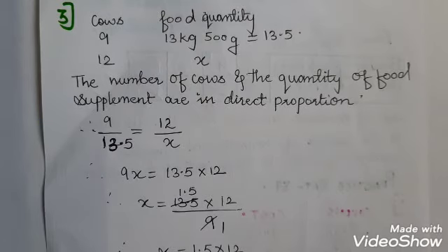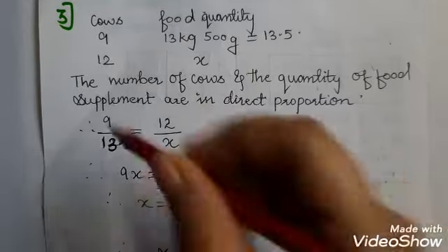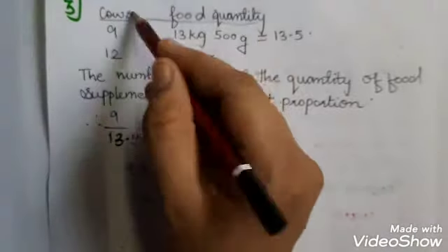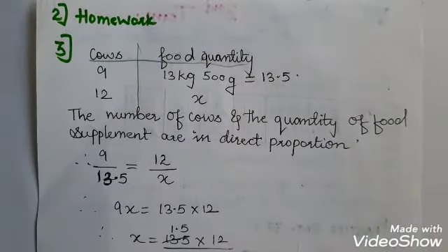For 9 cows, 13 kg 500 grams of food supplement are required every day. Okay. So here the cows are given and how much food quantity is required for those cows has been given to us.